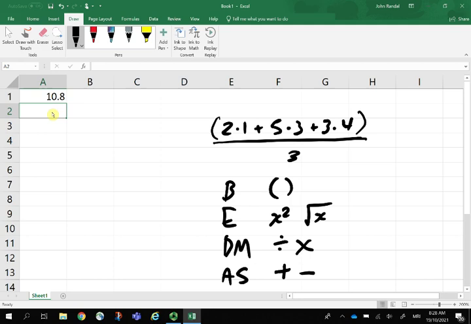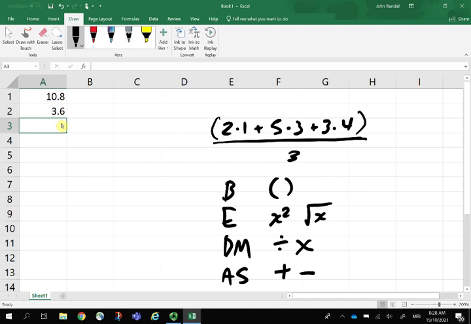Evaluating that expression there, 2.1 plus 5.3 plus 3.4. Division is the slash, and then divided by 3, and that evaluates that for us.